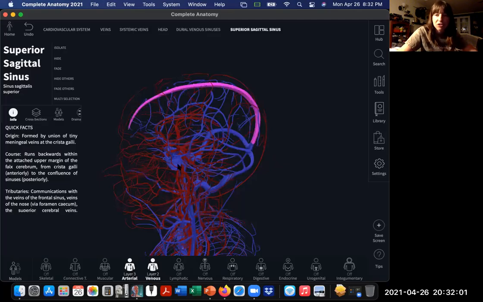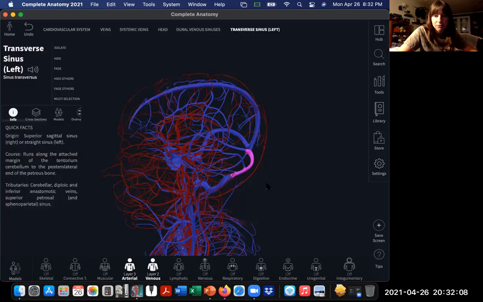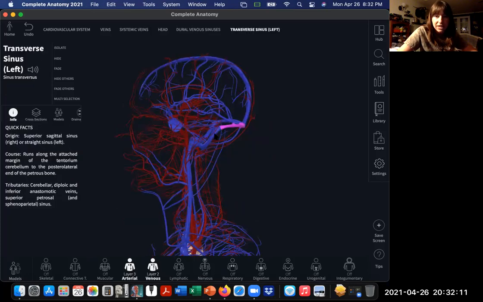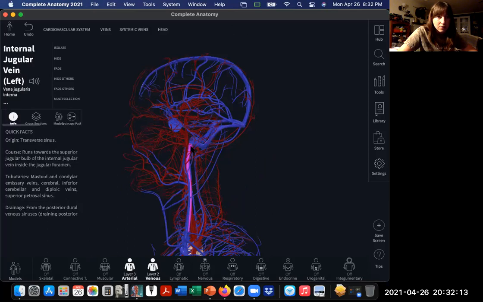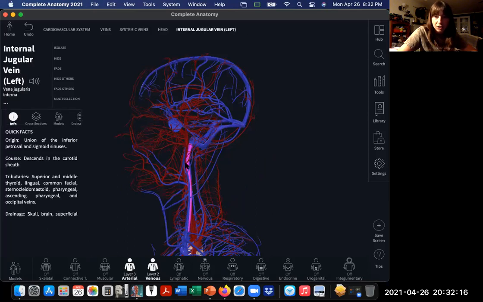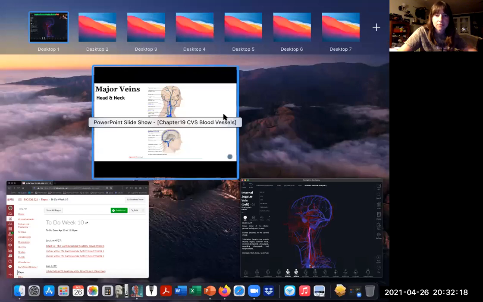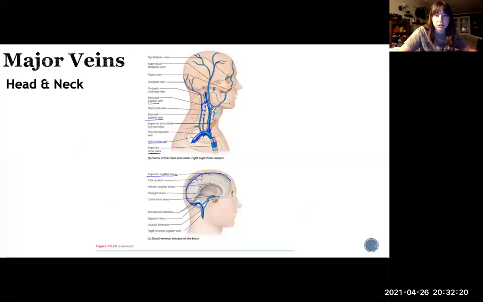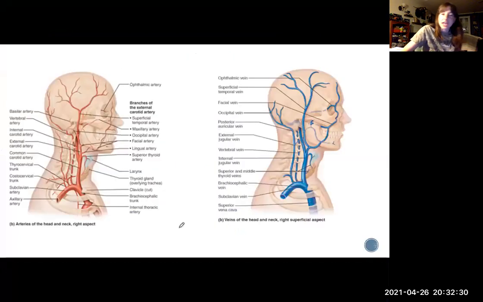Okay, for the arterial circulation, that's circle of Willis. For the venous circulation, it'll be the superior sagittal sinus, which comes down and feeds the internal jugular. Okay, internal jugular. And that's it. And again, side by side so that you can compare side by side.